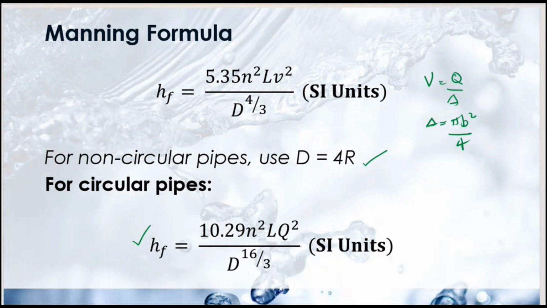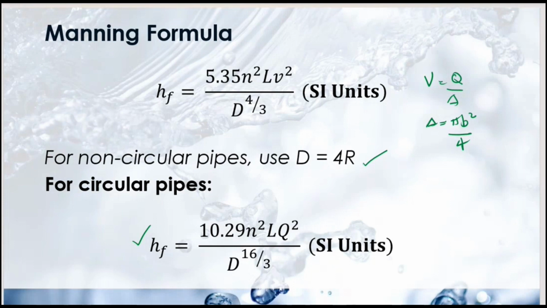So for circular, applying the concept that the velocity is equal to Q over A and A is equal to pi D squared over 4, this will be equal to 10.29 N squared L Q squared over D raised to 16/3. Okay, that is for the Manning formula.